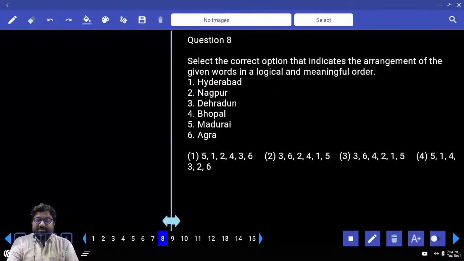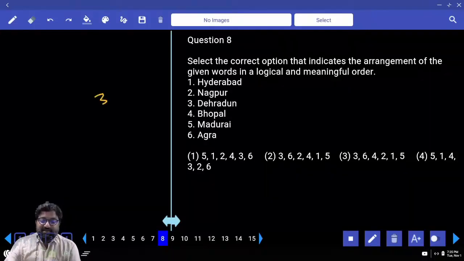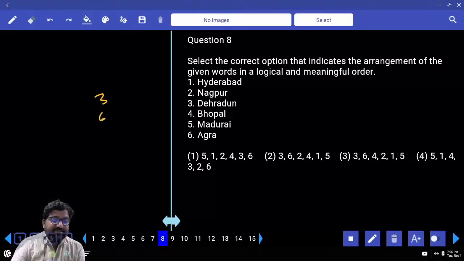Next. Now this is a good one. Select the correct option that indicates the arrangement of the given words in a logical and meaningful order. So there are the names of some cities given to us. Either you have to go from south to north or come from north to south. Is this clear? Everyone. So let me try from north to south. What will be the first city that I see? This is Dehradun. Dehradun is in Uttarakhand. And if I go further down, I'll go for Agra, because Agra is in UP.